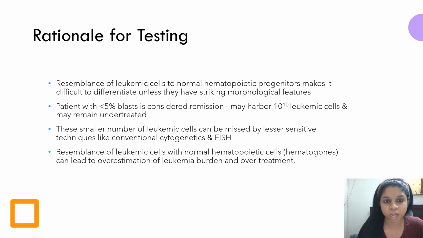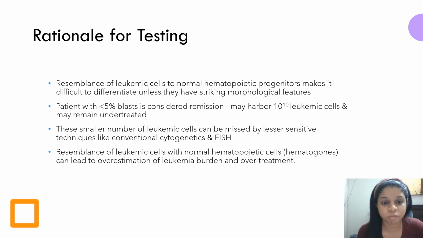So next we come to the rationale for testing. Why do we do MRD detection? There is a resemblance of the leukemic cells to the normal hematopoietic precursors. We identify whether the patient has leukemia or not by the blasts and their percentage, but leukemic blasts resemble the normal immature cells also. Sometimes it is really difficult to differentiate which are normal blasts and which are leukemic blasts. It is difficult to differentiate by morphological features at times, and at that time MRD detection is very important and significant.